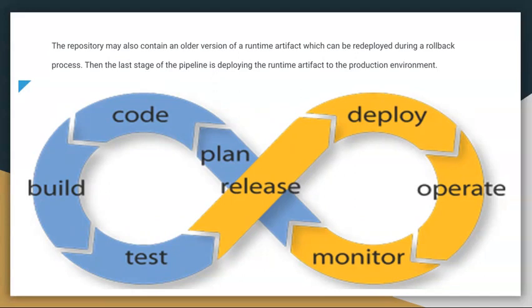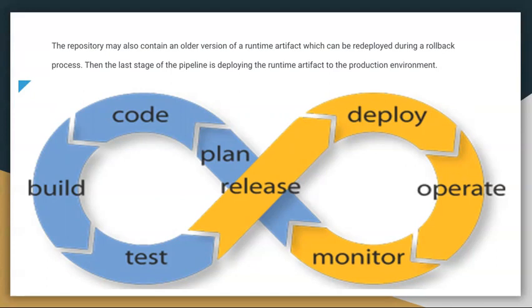So even if something is going on in the backend, your users will not be able to recognize it unless the full change has been deployed. Then the last stage of the pipeline is deploying the runtime artifact to the production environment. So if you look, this diagram basically shows the complete CI/CD. The blue part forms the CI and the yellow part forms the CD.